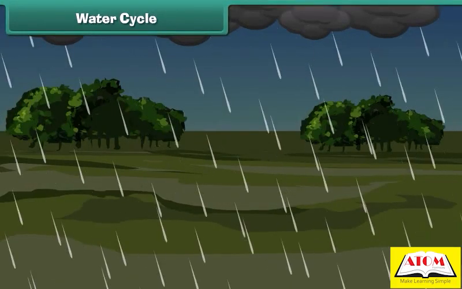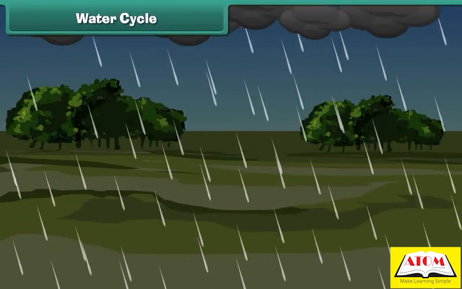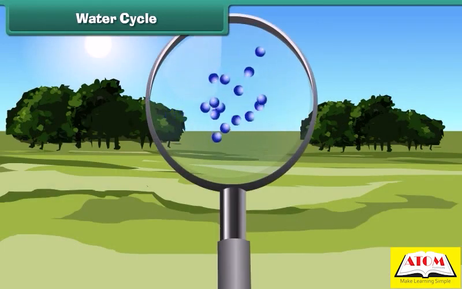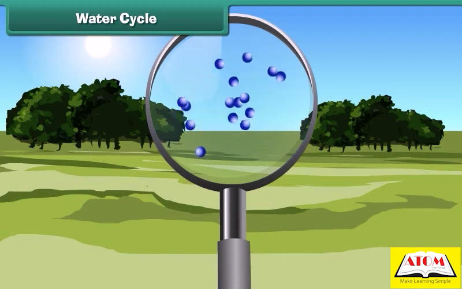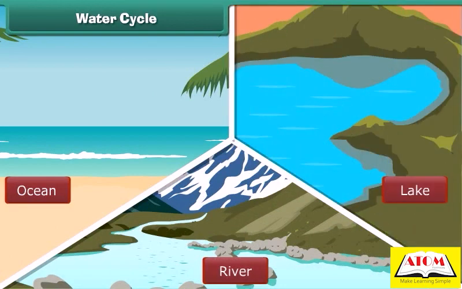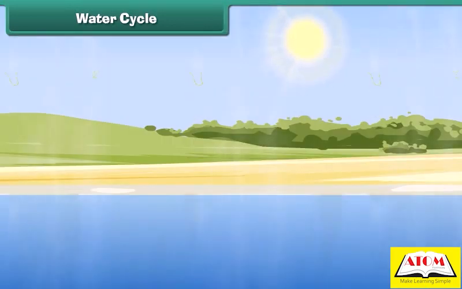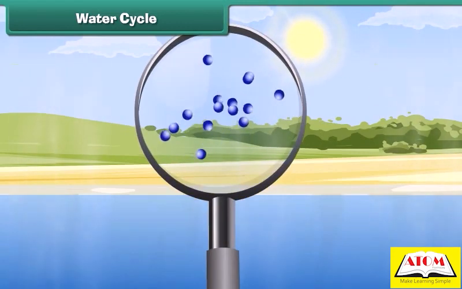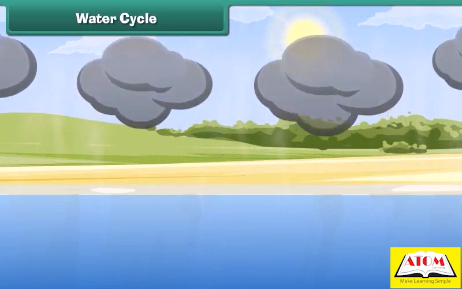Have you ever wondered where all the water in rain comes from? Well, there is always a certain amount of water vapor in the atmosphere. It comes from the Earth's surface water like oceans, rivers, and lakes. The heat of the sun heats up the water from the surface of these reservoirs and changes water from the liquid state to the gaseous state. This is called evaporation. High up in the atmosphere, water vapors cool down and form clouds.